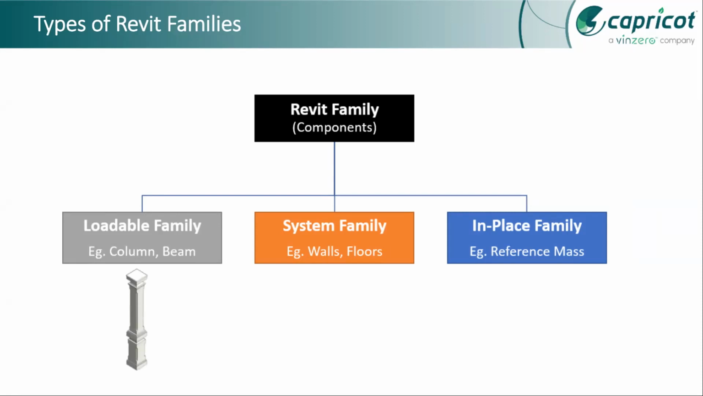Suppose I talked about the loadable family. The columns and beams are a loadable family. The wall is an example of the system family. Wall will be different according to different projects. So that's how the wall works.